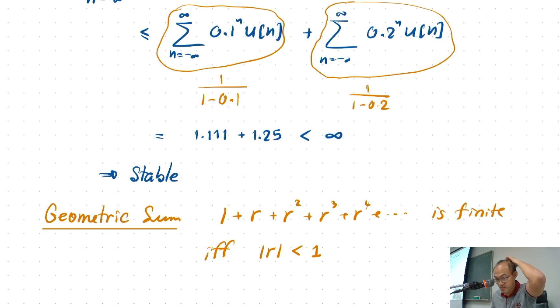Okay, you may find this one useful. This is from mathematics, right? The geometric sum is finite if and only if the magnitude of r is less than 1. If the magnitude of r is equal to 1, it is not finite anymore. And if it's greater than 1, it's obviously not finite, because you have a divergence.